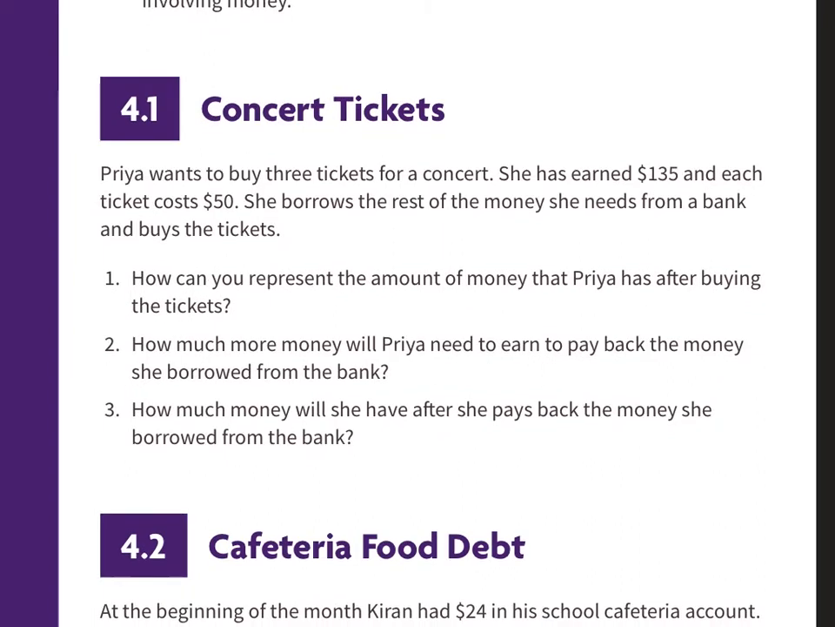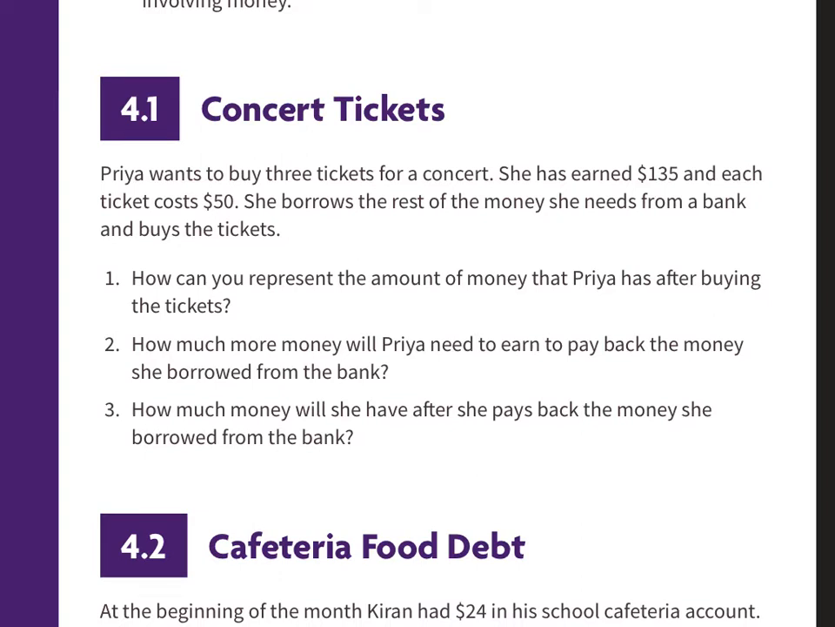Concert tickets. Priya wants to buy 3 tickets to a concert. She has earned $135, and each ticket costs $50. She borrows the rest of the money she needs from a bank and buys the tickets. How can you represent the amount of money Priya has after buying the tickets? How much will Priya need to earn back to pay the money she borrowed from the bank? And how much money will she have after she pays back the money she borrowed from the bank? Go ahead and hit pause, answer those questions, and then we'll go.